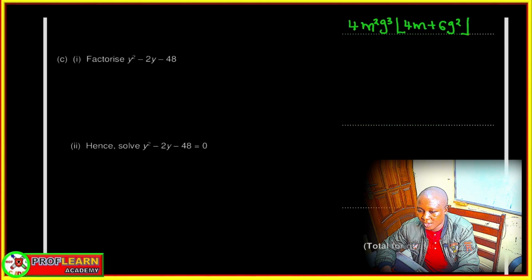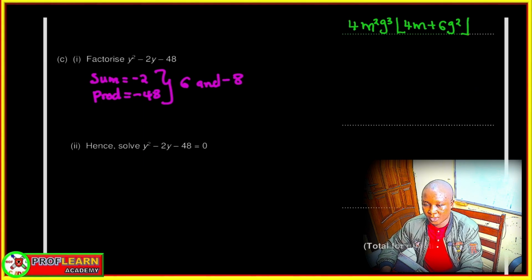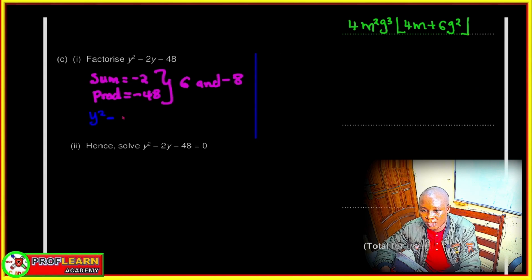Let's move to the second part, factorization of quadratics, and then using that factorized form to find the solution. Now, we are going to find two numbers whose sum is -2, but the product is -48. The two numbers are 6 and -8. Then we are going to express -2y in terms of the two numbers that we have mentioned here, which are 6 and -8, and that's going to be y squared minus 8y plus 6y minus 48 is equal to 0.